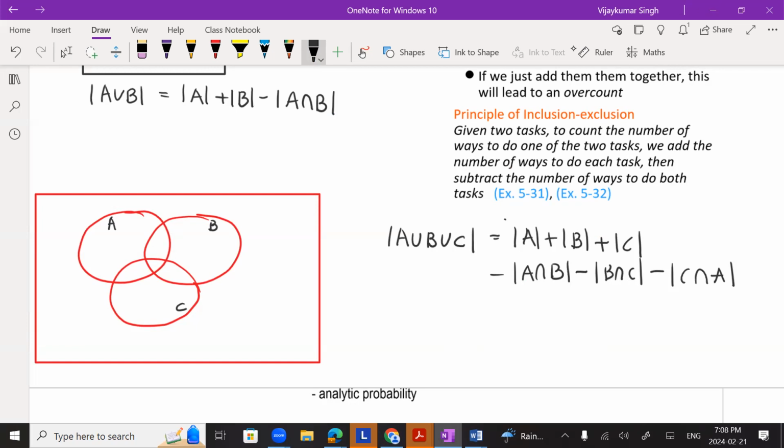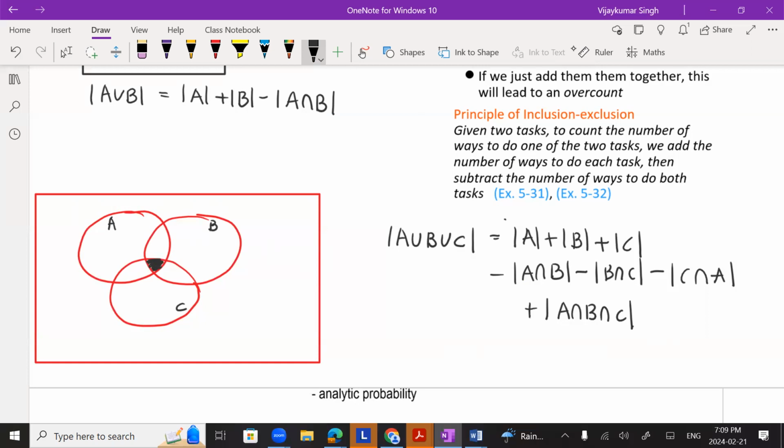But in that process, something got removed three times, this part here. So we will be adding this again. It will be addition of A intersection B intersection C. So this is the inclusion-exclusion for three sets. You can extend this idea for n sets. For n sets, you add all the sizes, then minus two intersections, plus three intersections, minus four intersections, plus five intersections, and this is how it goes. This is a generalization of the inclusion-exclusion principle.